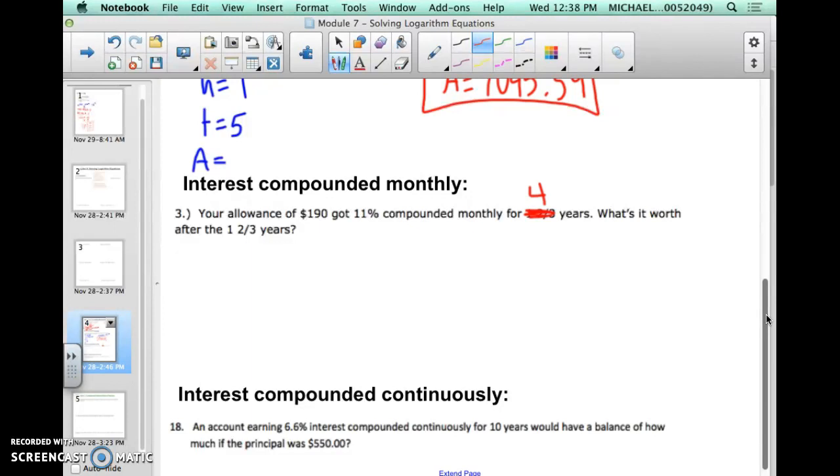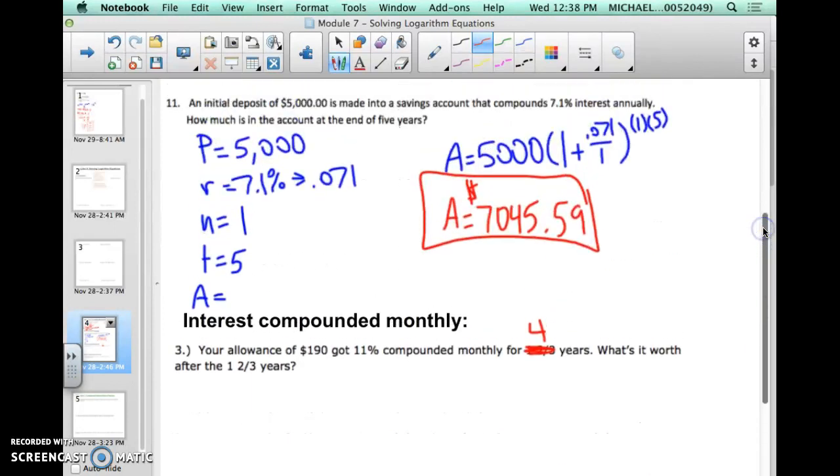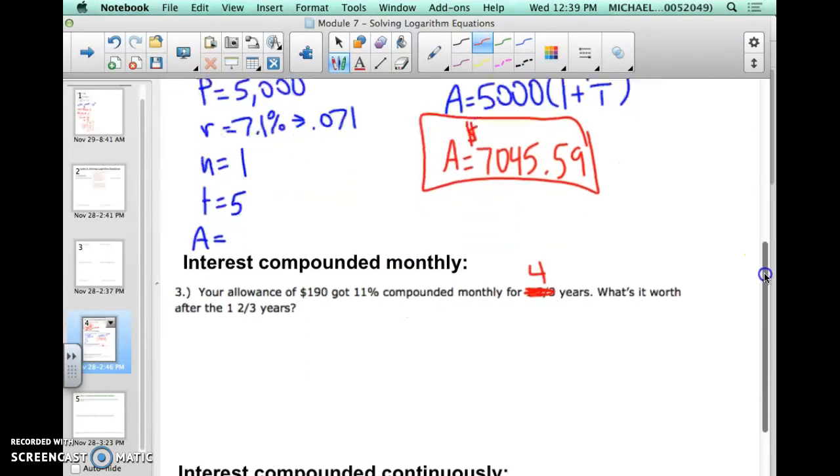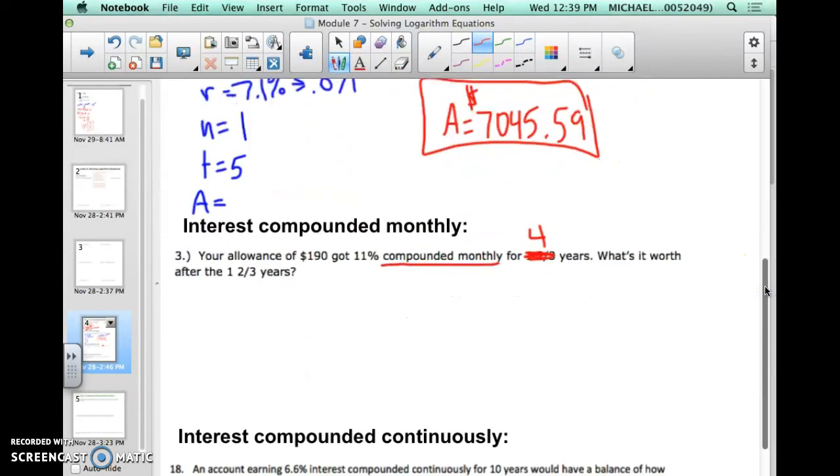Compounded monthly. The only difference here is that N was 1 for annually. Now, monthly, you got to think, this is a key word here. Monthly, you got to think, how many months are in a year? 12. So it's going to compound 12 times within each year. So that is going to change the N value. Other than that, it's the same thing. Let's change that to 4 as well.